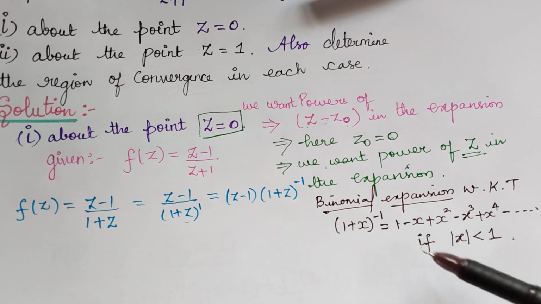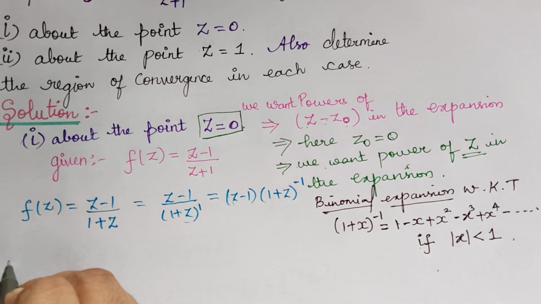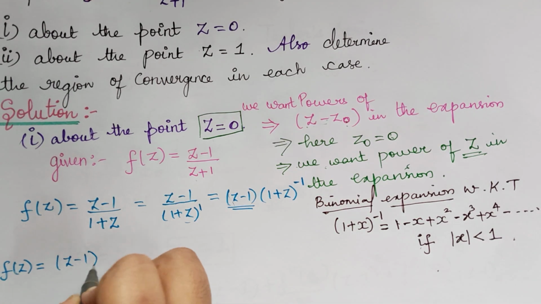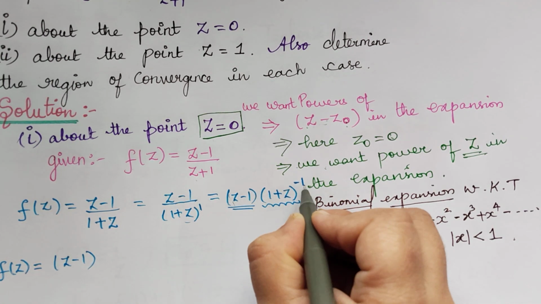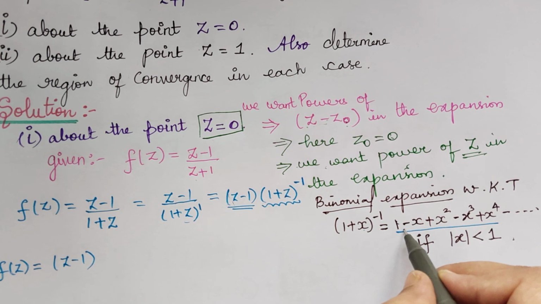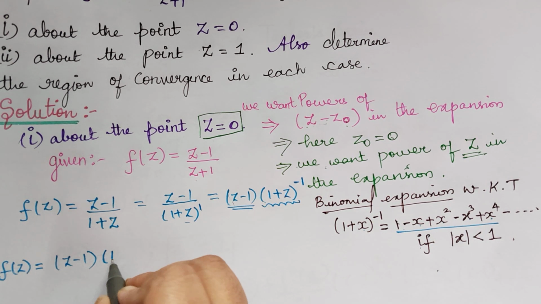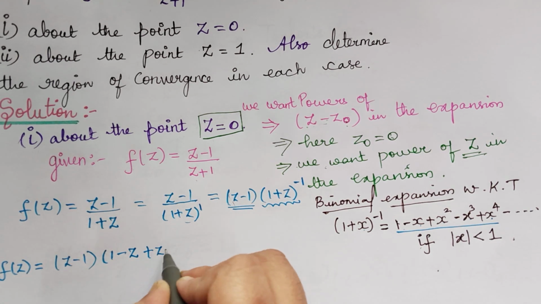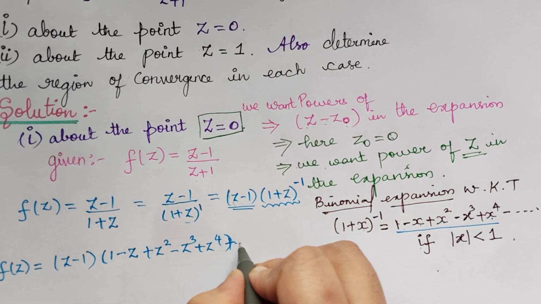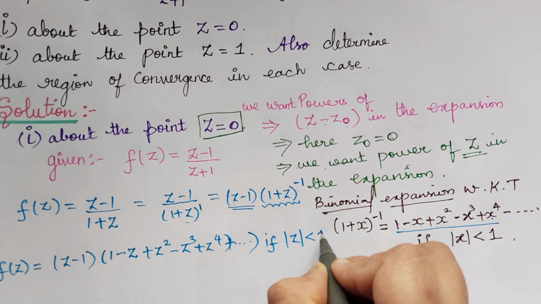So using this expansion, this can be expanded. That is, f of z will be equal to z minus 1 times the expansion of 1 plus z power minus 1. By using this expansion, here in place of x we have z. So replace wherever you have x with z. So this will become 1 minus z plus z square minus z cube plus z to the power 4, etc. It goes on like this. And this is valid if modulus of z is lesser than 1.